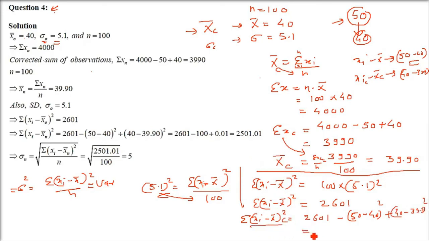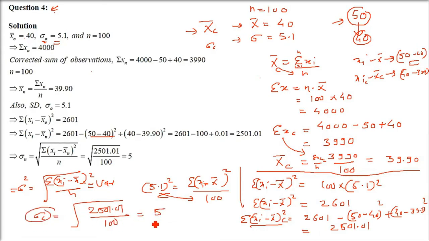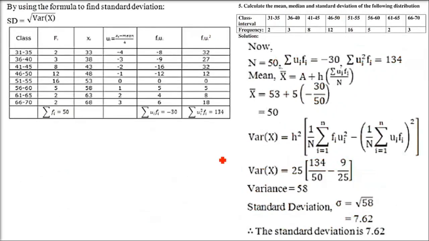Okay, this corrected value is going to be, let me just write, the computation is in front of you, 2501.01 will come. Now what is the corrected sigma? First take the sigma under root of this. Sigma xi minus x bar whole square, the corrected one, which is 2501.01, divided by 100. So just assume it to be 2500. It will be under root 25, which is 5. So what you see here is the corrected mean is 39.90, and the corrected sigma is 5.